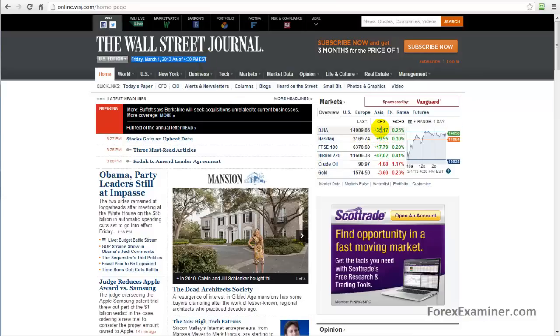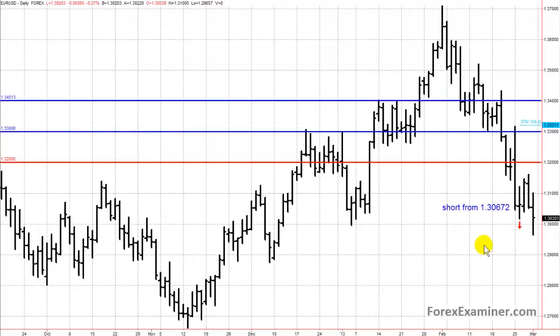Oh, look at this. The Dow, just as a quick note, the Dow's up. Looks like it's going to close over 14,000. All right. Okay, so here we are on our chart.